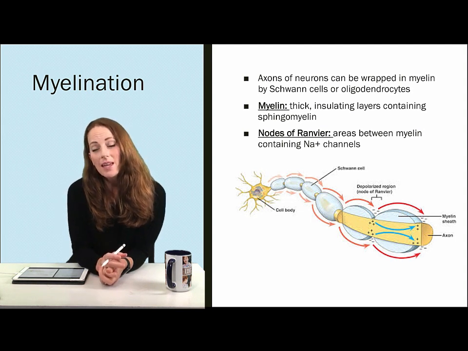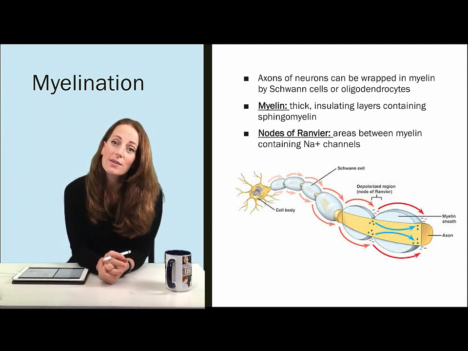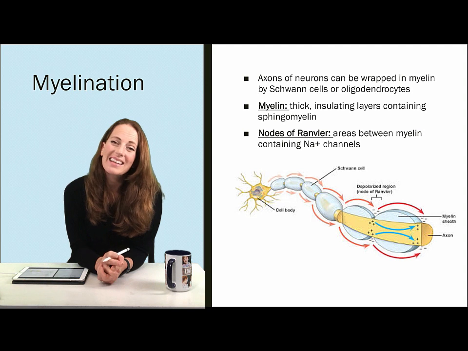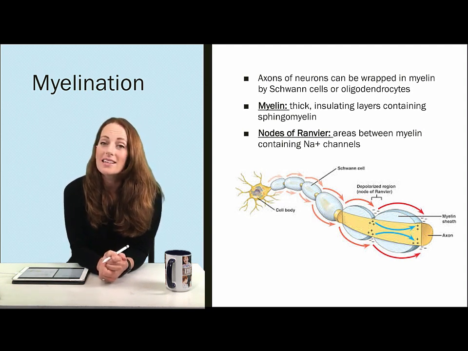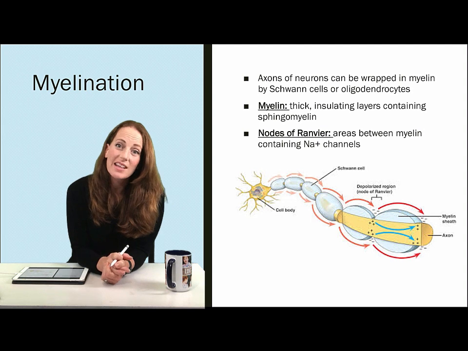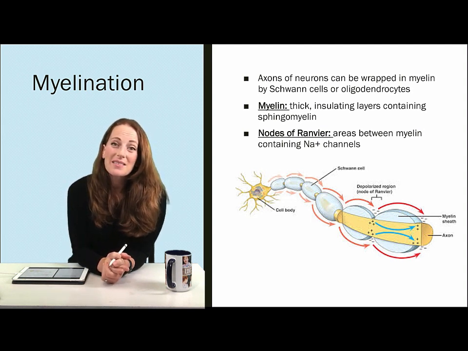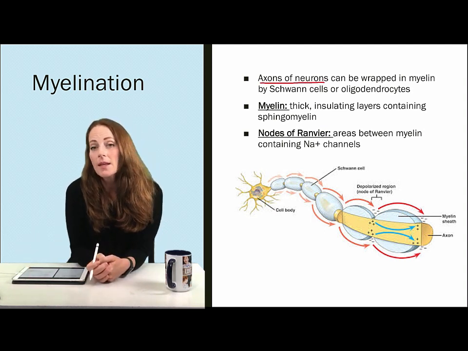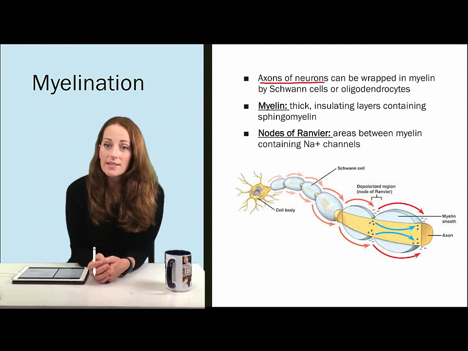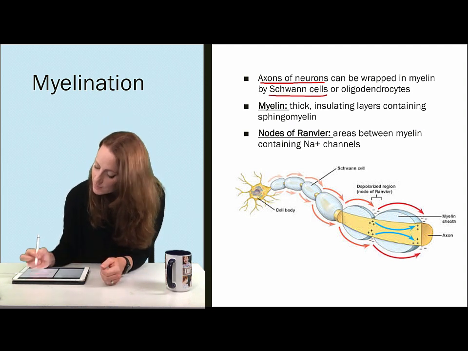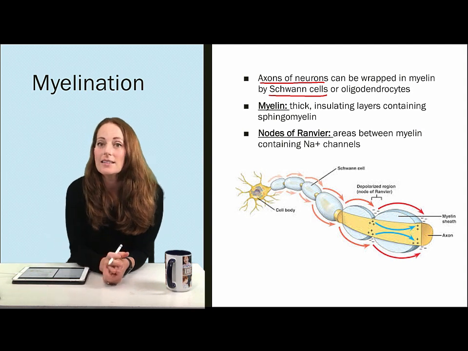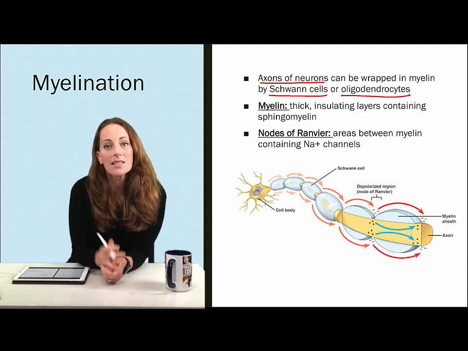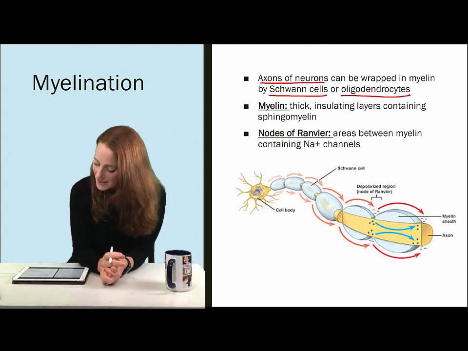Another thing that helps propagation is myelination of certain axons. Not all axons are myelinated. Usually the axons that are myelinated are the axons that are traveling long distance, for example, motor neuron axons that are traveling long distance down the body. So the axons of some neurons can be wrapped in myelin. If they're in the periphery or the peripheral nervous system, Schwann cells are responsible for wrapping those axons in myelin. If they're in the central nervous system, oligodendrocytes are responsible for wrapping those axons in myelin.